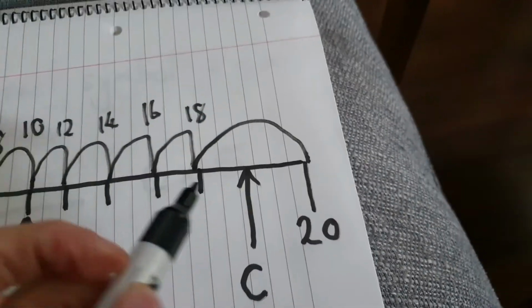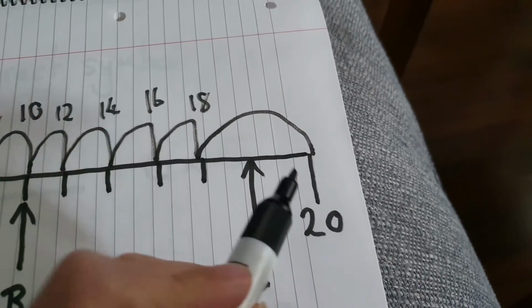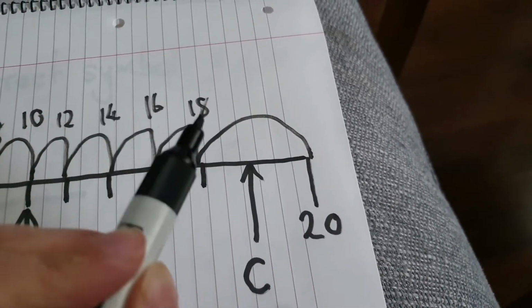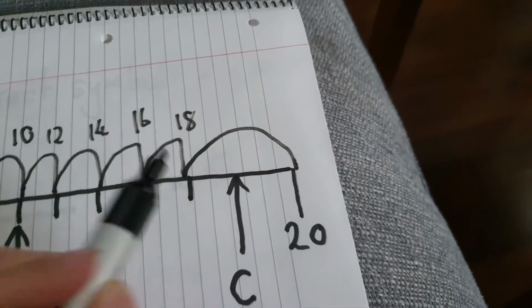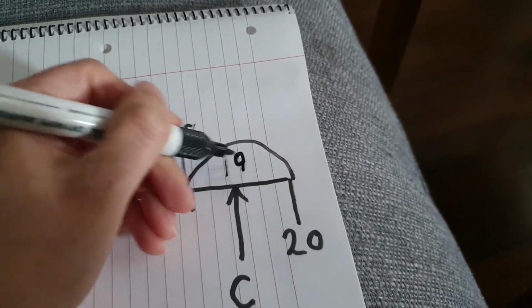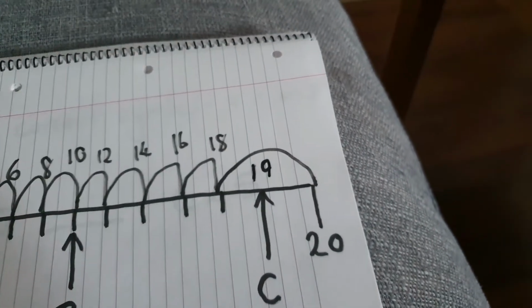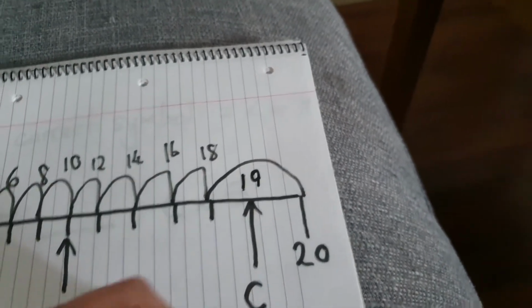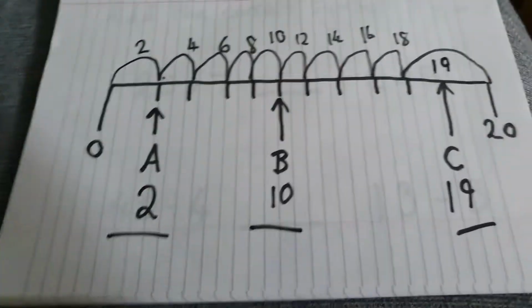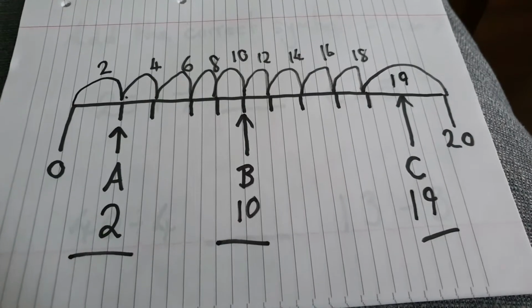In fact, it's right in the middle between 18 and 20. And there is only one number that comes in between 18 and 20, and that number is 19. So the answers to that problem were 2, 10, and 19. If you got those, well done.